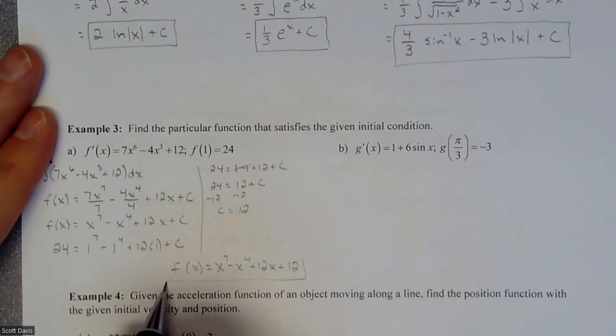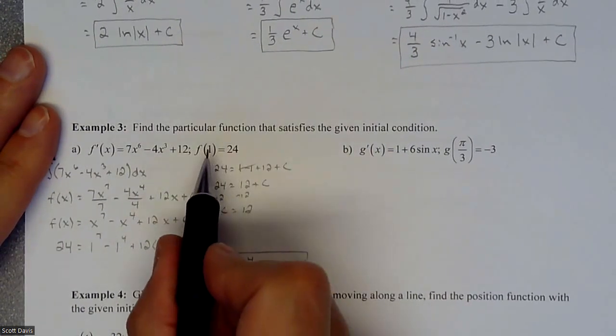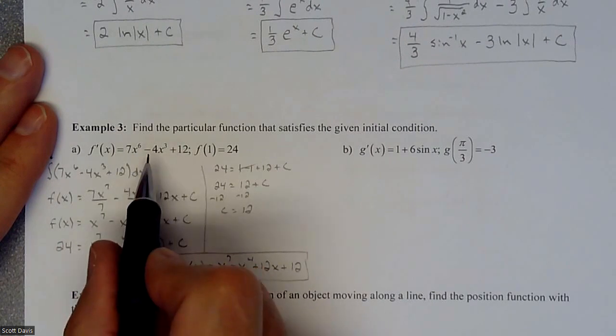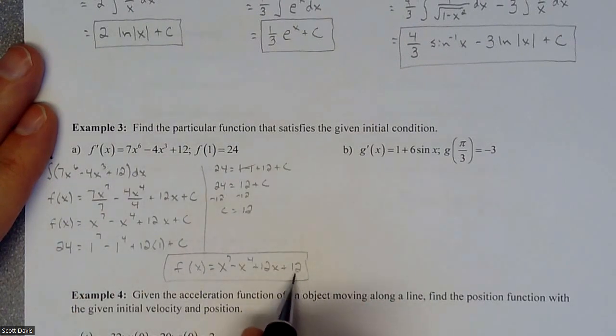So it would do two things for us. If we were to graph this, it would pass through that point, and then the derivative of it would also equal this, because when you do the derivative of it, that constant is just going to fall off anyway. So that 12x is creating that 12.